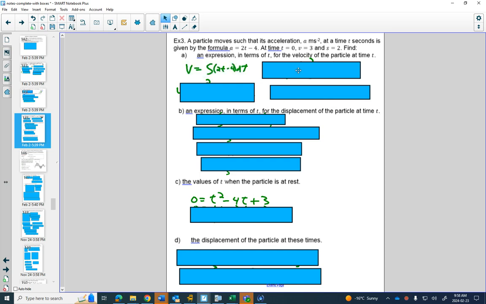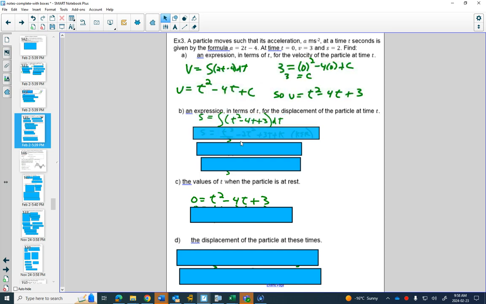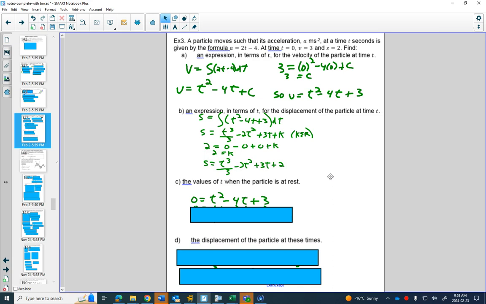Most people are done A and B, so I can do a quick check. If the particle is at rest, the velocity is 0. You need to take your velocity equation and set it equal to 0.